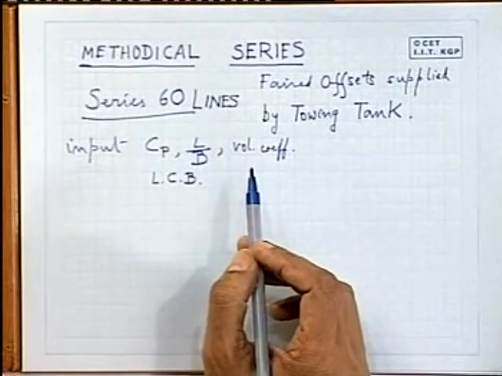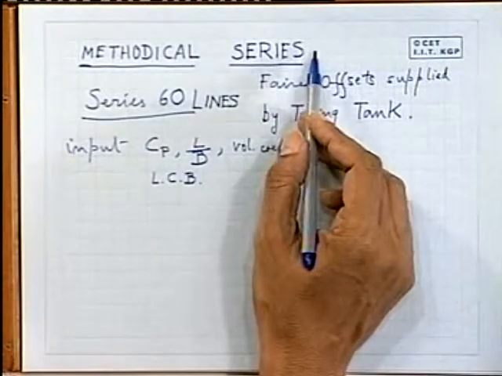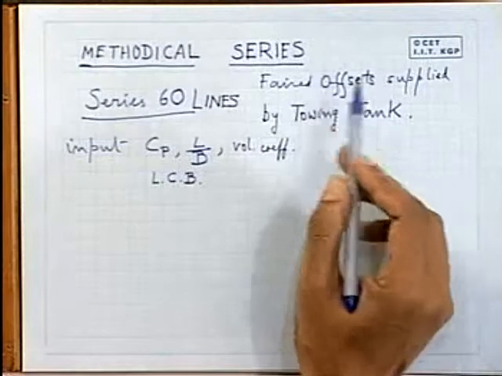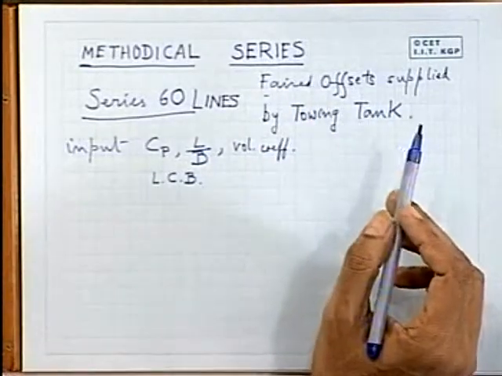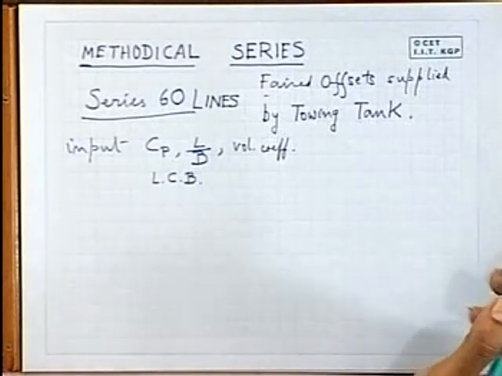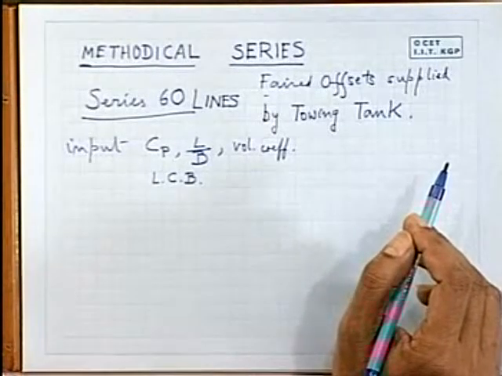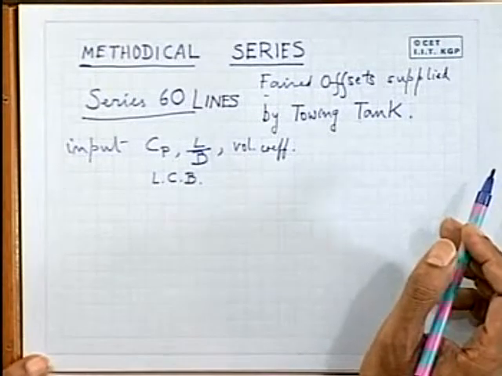For the ship one has to build, these are called methodical series. So methodical series supply the faired offsets straight away. But again, you have to reproduce them in the full scale drawing.